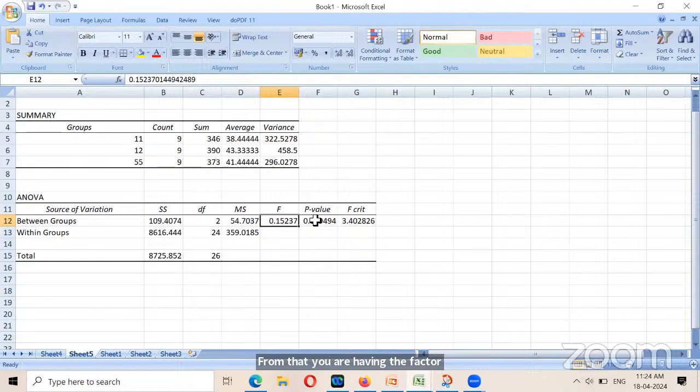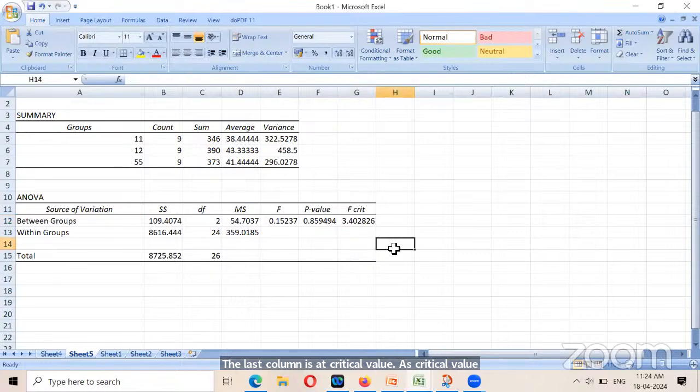The P value is nothing but the probability value. The standard value is 0.5. Depending upon whether the value is less than or greater than 0.5, the null hypothesis will be supported or discarded, and the alternative hypothesis will be supported or considered. The last column is the F critical value. The F critical value is considered the highest probability value of the F factor.